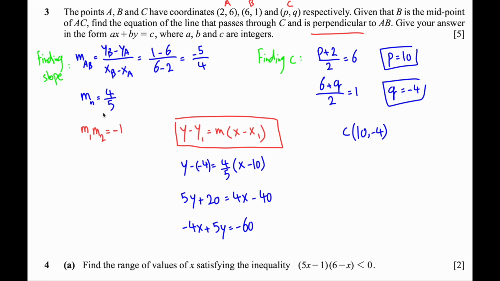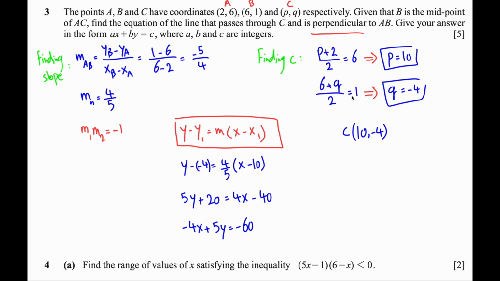And then I have to find the point that this line is passing through, and that is point C. As you can see, the x and y coordinates of point C are unknown. However, I know that B is the midpoint of these two. That means if I add the x coordinates of A and C and divide by 2, it should give me the coordinate of B, which is 6. And that's what I did here. By doing so, and a simple cross multiplication, you can find the value of P, which is 10.